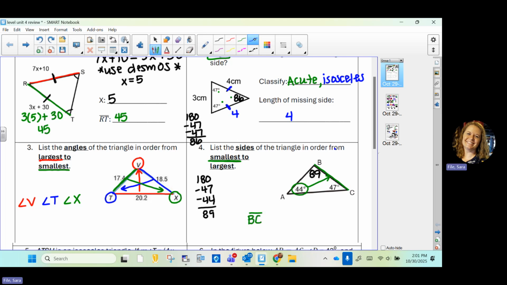Okay, and then the middle angle. Which angle's in the middle? Middle size angle. 47, and so that's across from side. Yeah, BA or AB, it doesn't matter which order you put that. And then the largest angle is 89. It would be across from AC. So AC or CA, whichever way you want to write that, is going to be the largest or longest side.